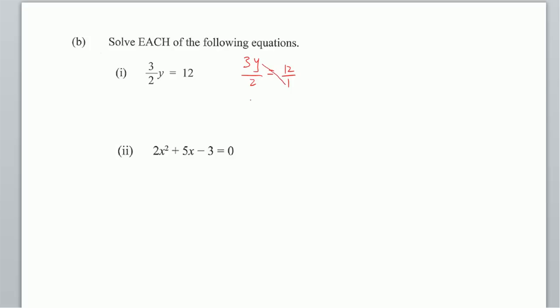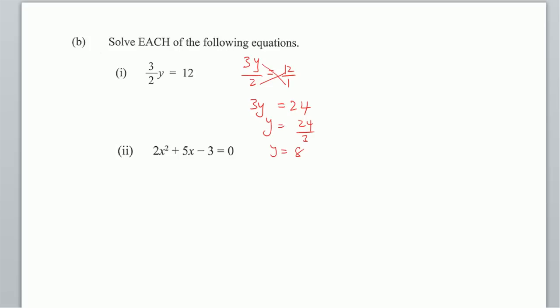3y multiplied by 1 will give me 3y, and 2 multiplied by 12 will give me 24. So therefore y is equal to 24 over 3. So therefore y is equal to 8. So we've solved one of the equations. Now the second one, now we have to solve this.